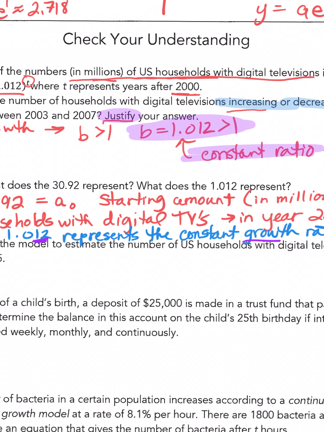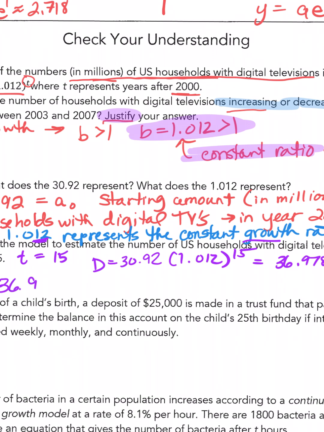All right? So now look at part C. Use the model to estimate the number of U.S. households with digital televisions in 2015. This is telling us we have to look at T. T is going to be 15. So we're just going to plug in. D is equal to 30.92 times 1.012 raised to the 15th power. And this becomes a calculator problem. This becomes about 36.9783, and so that would be 36.9783 million households.